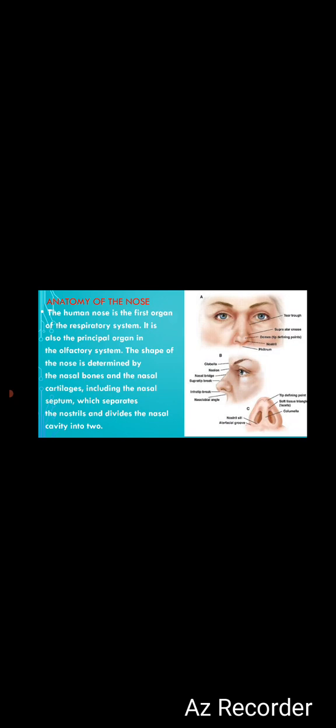The human nose is the first organ of the respiratory system. It is also a principal organ in the olfactory system. The shape of the nose is determined by nasal bones and the nasal cartilages, including the nasal septum, which separates the nostril and divides the nasal cavity into two.